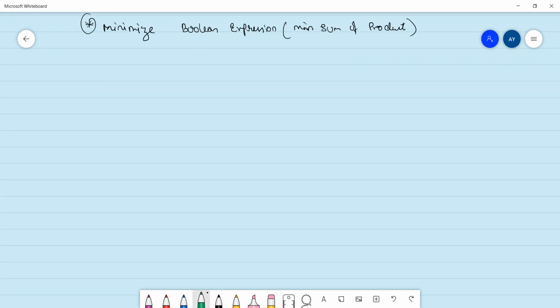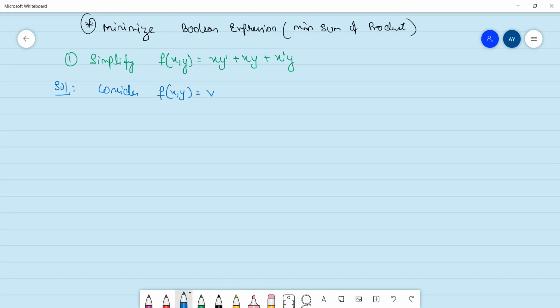We'll just see. The first one they gave is: simplify f of x, y equals x y' plus x y plus x' y. So you just have to simplify this. Now how to solve this one? Solution. Consider what they have given: f of x, y equals x y' plus x y plus x' y. So you have to consider this.